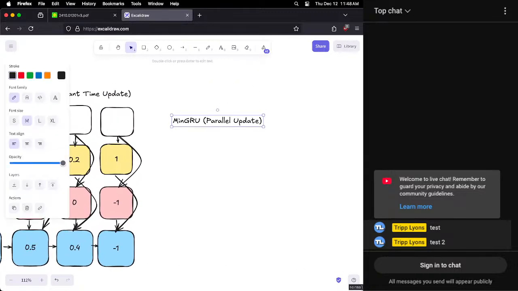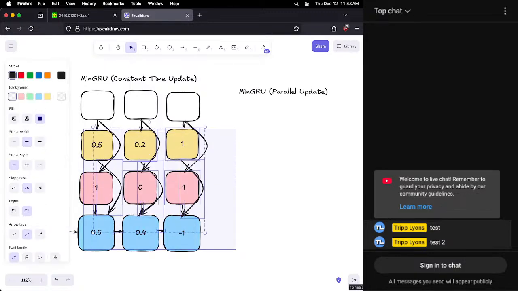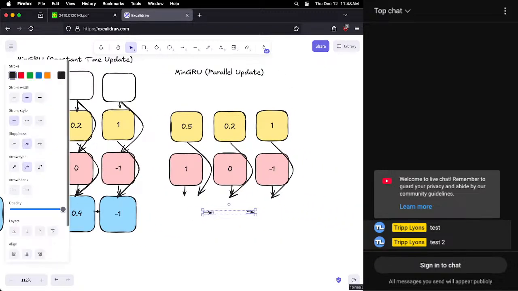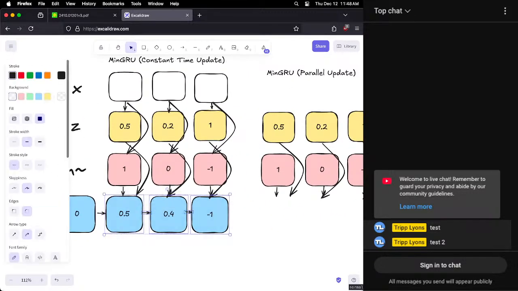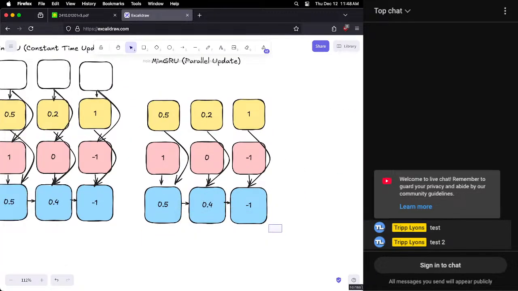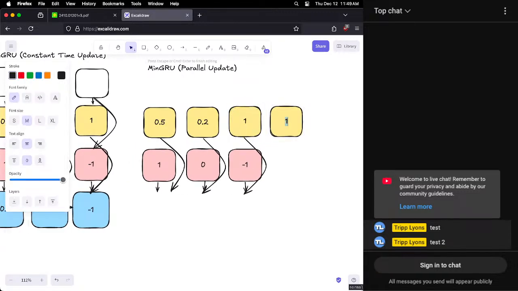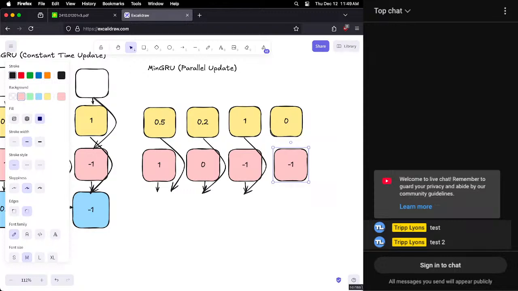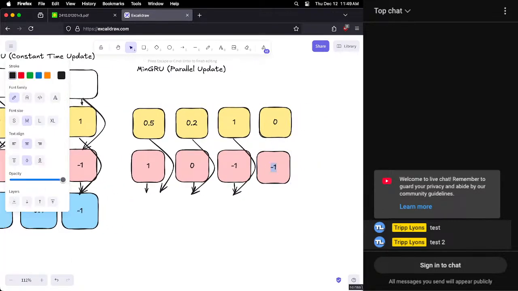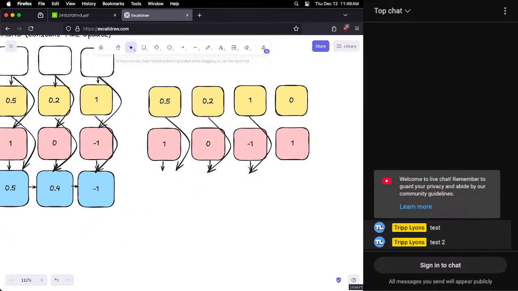Okay, min GRU. So now the parallel form of this, let's take the same values. Maybe we should add another one to get this to look nice. Let's add one with a 0. So just use the previous H. This won't matter. 1.